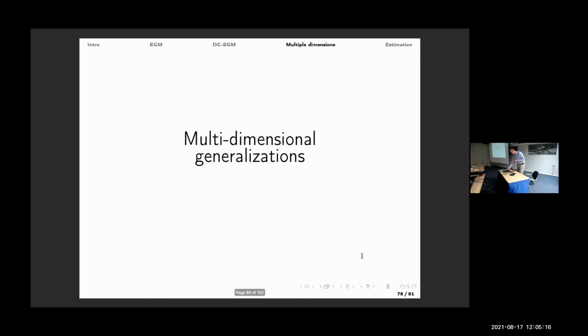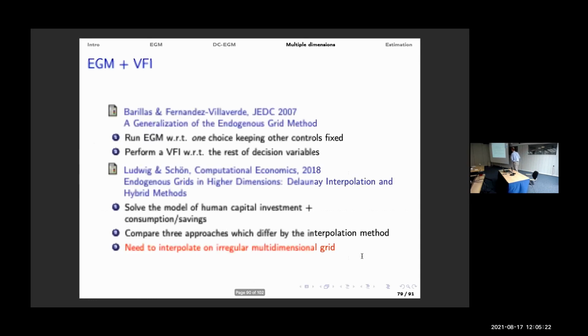All right, so let's talk about multi-dimensional generalizations of these methods. They are hard, another level of difficulty. The original paper, which looked at a two-dimensional generalization, is Barillas and Fernandez-Villaverde. They basically ran EGM with respect to one of the choices and then converted it back to VFI for the other choice. Their setting allowed them to not go between the two methods too much.